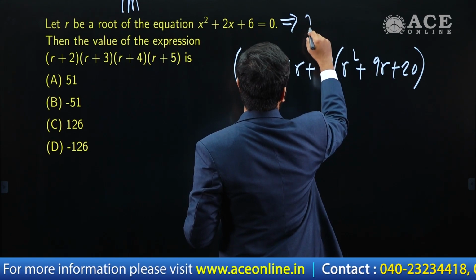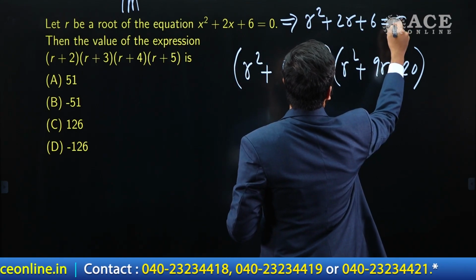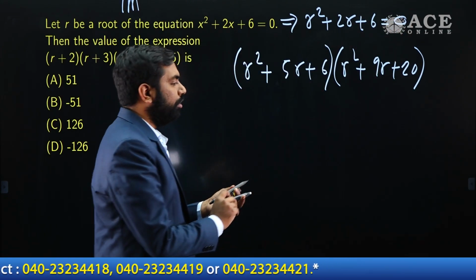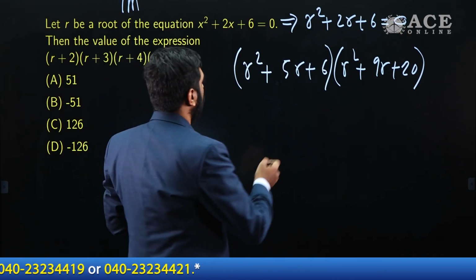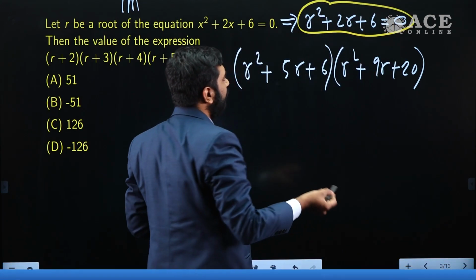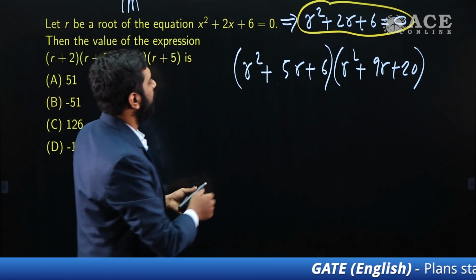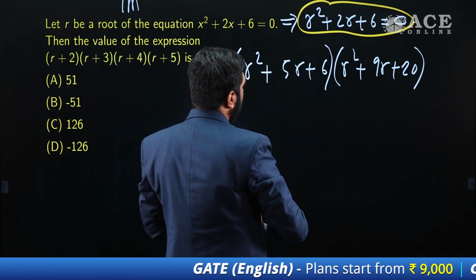You get a condition in r, that is r square plus 2r plus 6 will always be equal to what? 0. So this will be the turning point in this problem. Wherever you have r square plus 2r plus 6, you can put 0. Now what I'll do is I'll write this in terms of r square plus 2r plus 6.